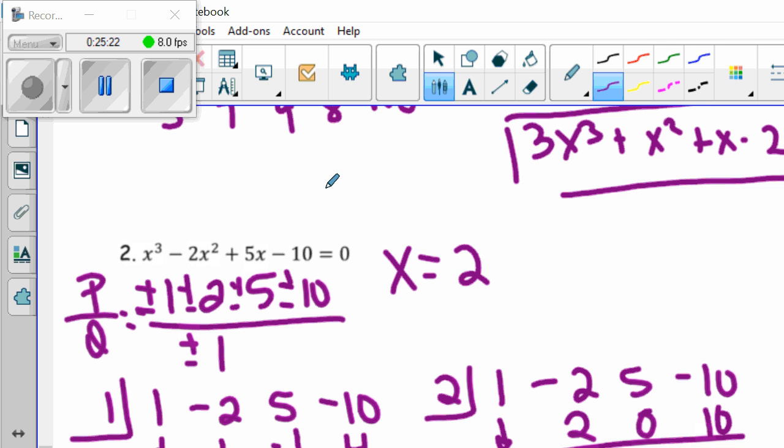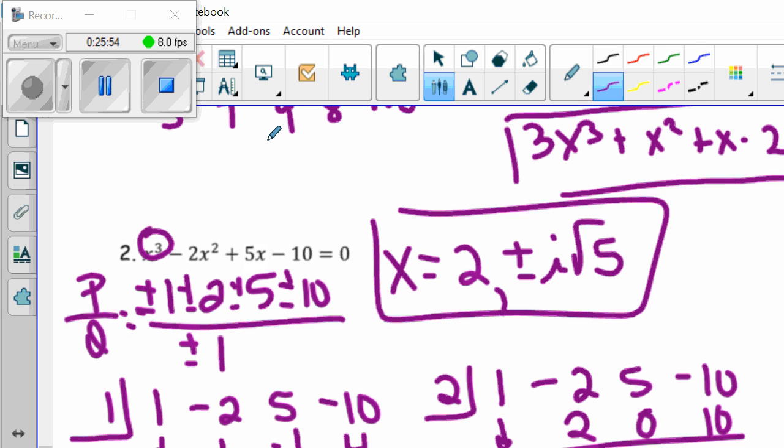I only have 3 answers here because it's an x cubed, so I have 2 more to find. Write down my new equation, x squared plus 0x plus 5 equals 0. I can solve this one just as it is because I don't have an x term. So if I get x squared by itself, I get x squared equals negative 5. Take the square root of both sides, I get x equals positive or negative, and the negative comes out as i square root of 5. So 2 and positive or negative i square root of 5. Those are my 3 answers.